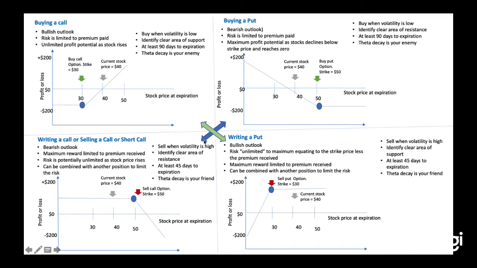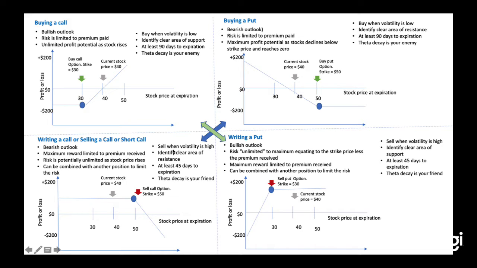And writing a call is also somewhat similar in the sense that you have a bearish outlook. Writing a call is also called selling a call or a short call. And maximum reward is limited to the premium that you received. And the risk is potentially unlimited as the stock price rises. So as the stock price rises above the strike price, you'll start accumulating losses. And this can be combined with other positions. For example, you might have a stock already and you're writing a call, or you might want to sell a call vertical. Those could be used to limit your risk.